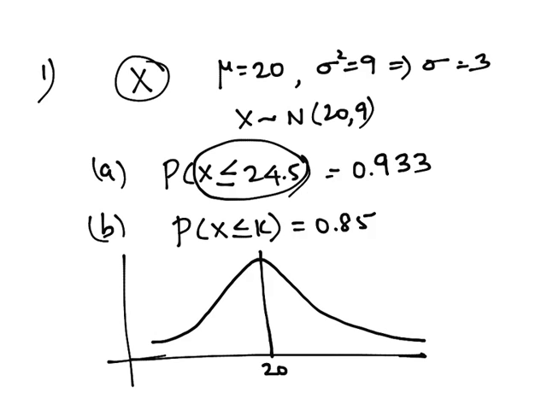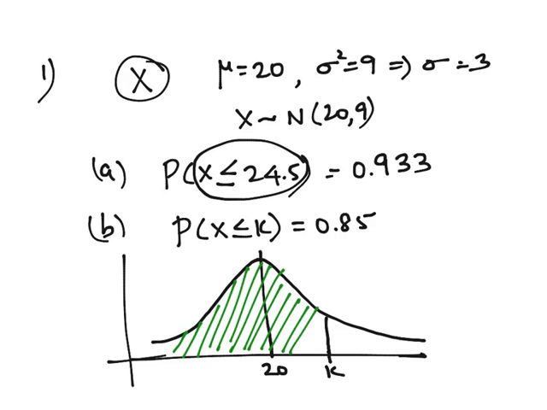So x less than or equal to k is 0.85. Now less than or equal to k means left hand side of k. So definitely k cannot be on the left hand side of 20, because k has to be on the right hand side. Then only this area can be 0.85. So this is 0.85, and this is represented in the diagram like this. Represent this information in the diagram.